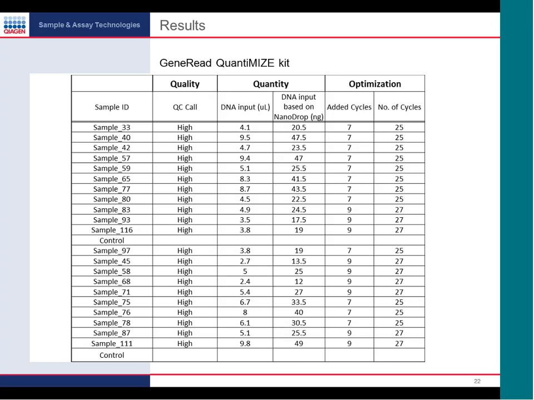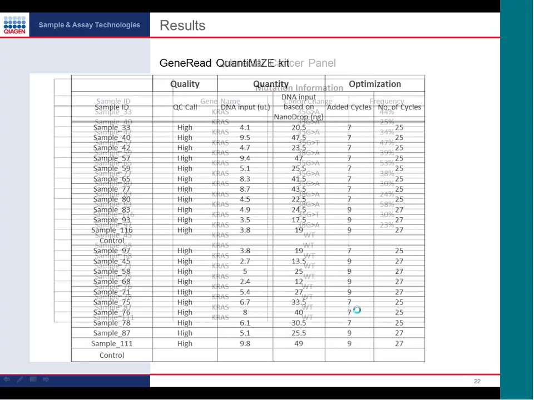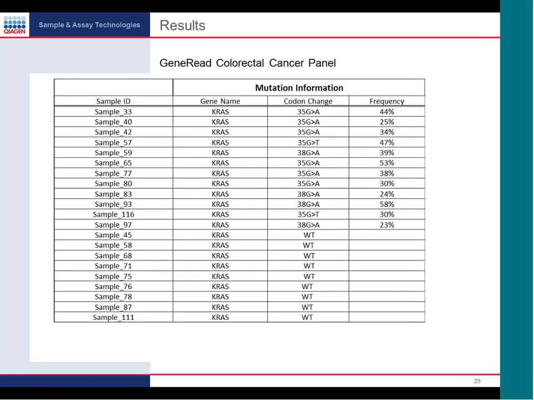As you can see there, it's basically splitting the samples into 2 batches, one with 7 additional PCR cycles and another with 9 additional PCR cycles. So that's exactly what we have done. And here are the final results. As you can see here, 12 out of 21 samples have shown a mutation in KRAS at codon 12 and 13 with different mutation frequencies, whereas 9 of them seem to be wild type.